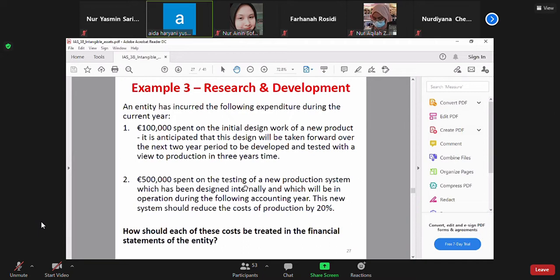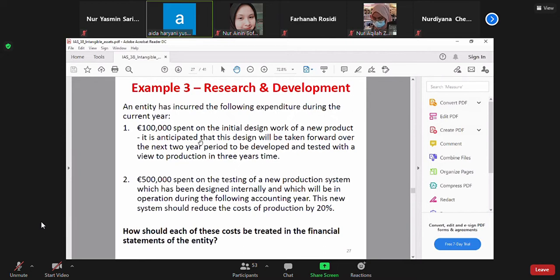Meaning, okay, in the company they have a machine, I can say. The engineer himself will build this machine to be more powerful. Meaning, the machine will increase production. So, the cost of the production will decrease.